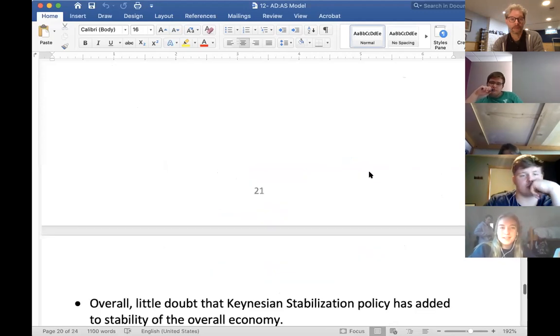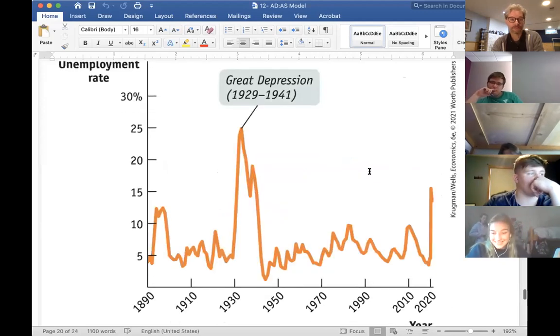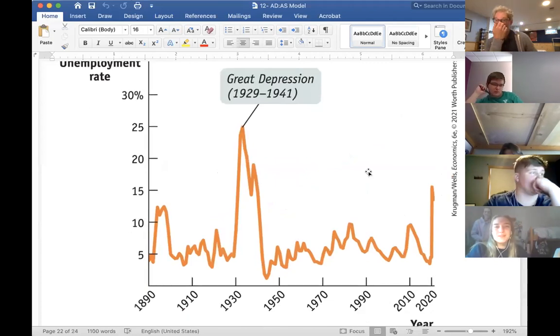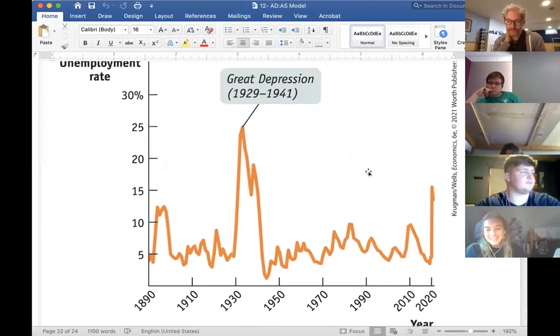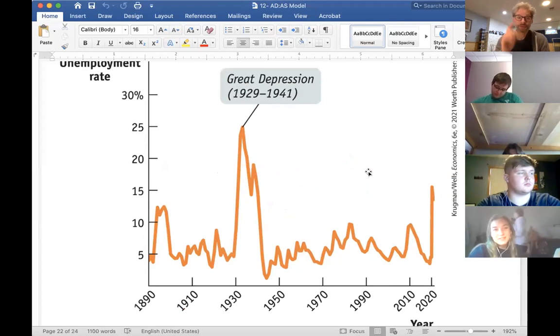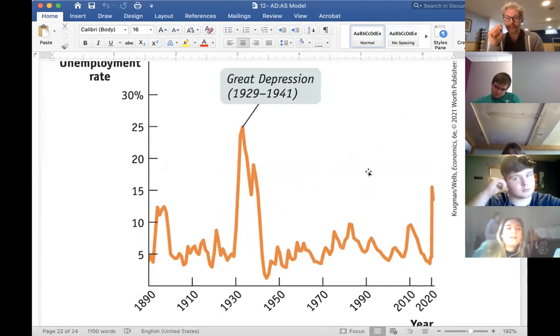Right? Oftentimes economists call this the Great Moderation. And what's the Great Moderation? The Great Moderation is that unemployment and output is not as volatile as it used to be. We are having fewer recessions than we used to have. You see here, the Great Depression and COVID notwithstanding, output has actually been more stable in recent years.